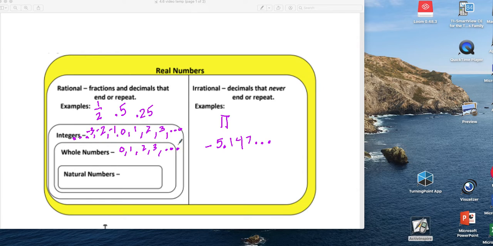There's only one difference between whole numbers and natural numbers. Natural numbers do not have 0. So they start with 1 and go on from there. Are you interested yet? Intrigued about what we're doing today?